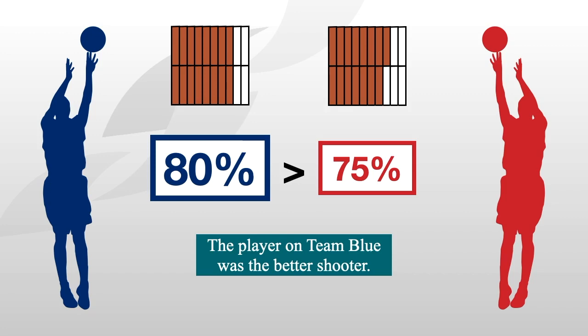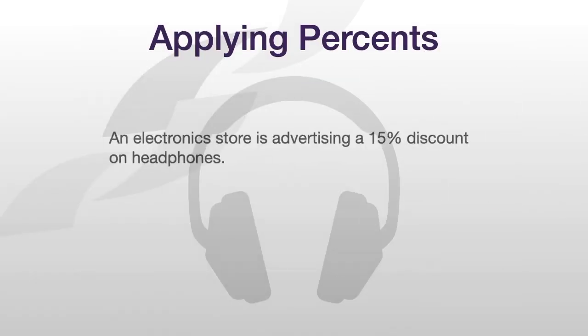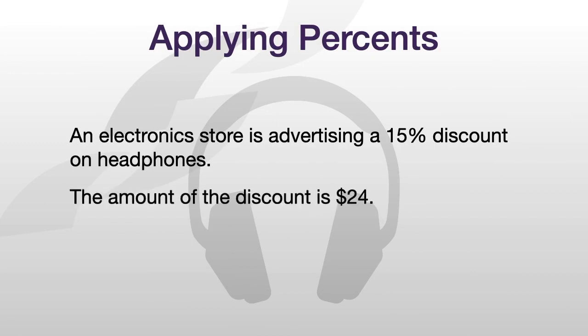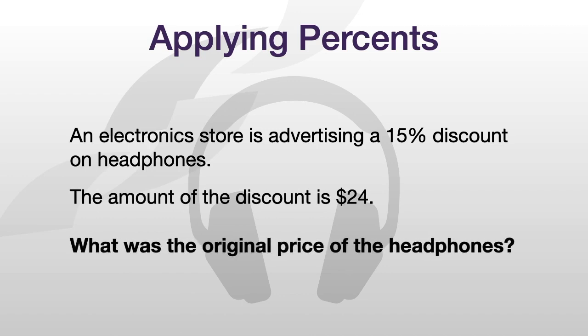Let's try another one. An electronics store is advertising a 15% discount on headphones. The amount of the discount is $24. What was the original price of the headphones? We'll look at two possible strategies, the first using a 100 grid and a second using a proportion.